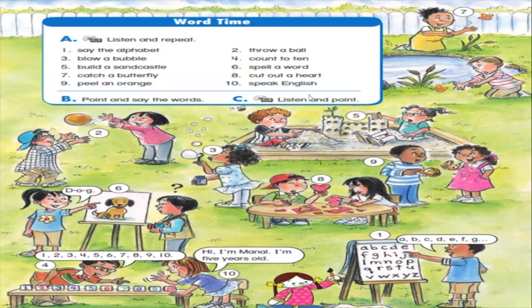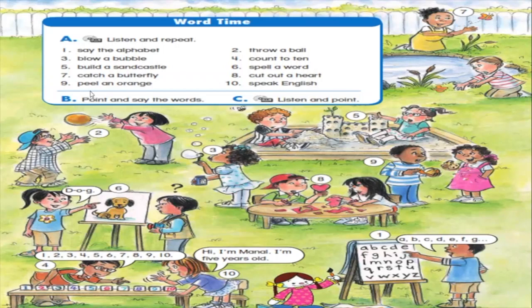6, spell a word. يتهجى الكلمة. 7, catch a butterfly. There she is catching a butterfly. 8, cut out a heart. That's them cutting out a heart.